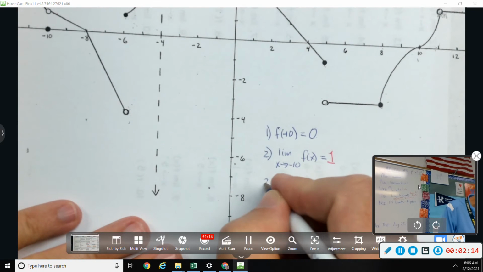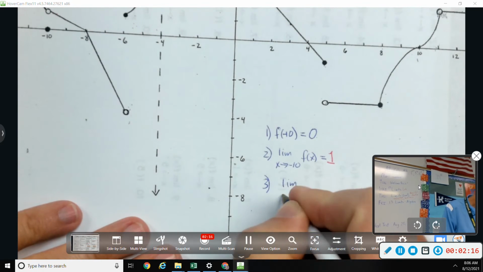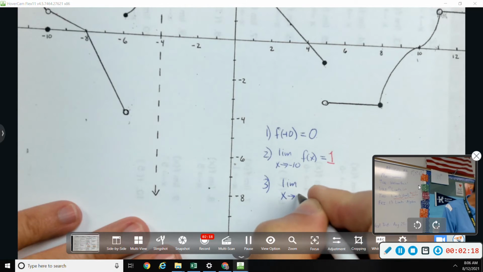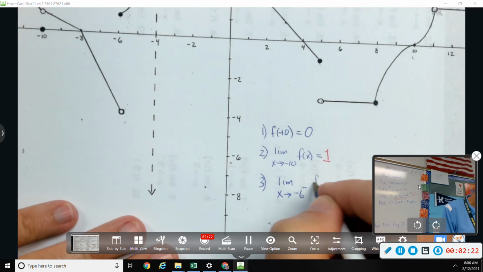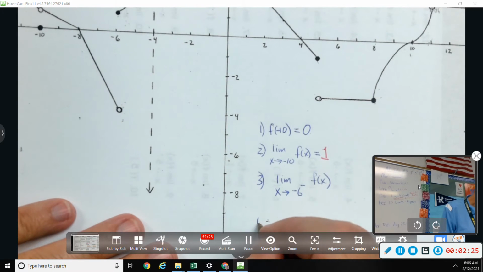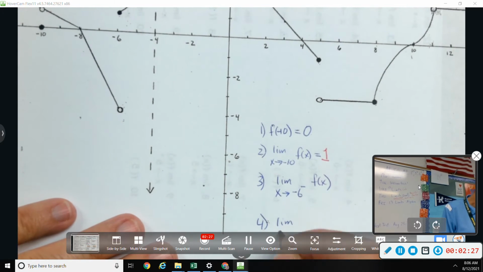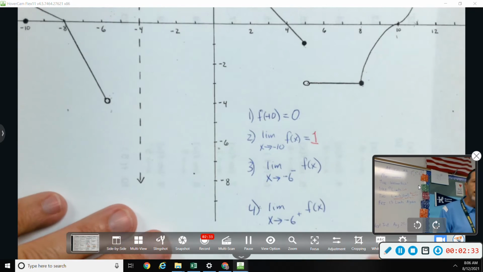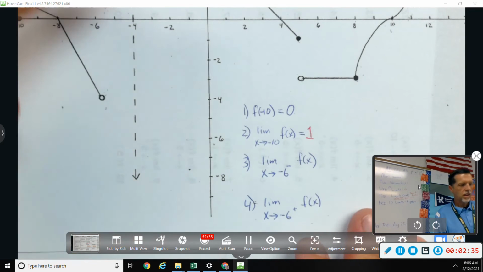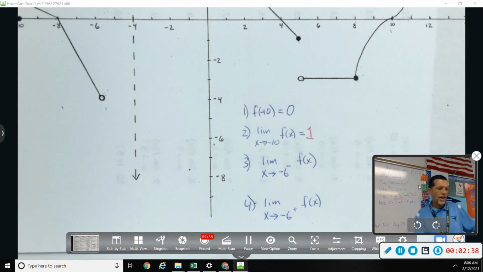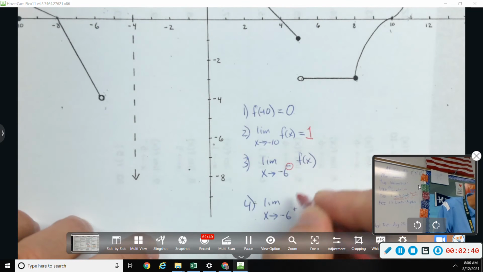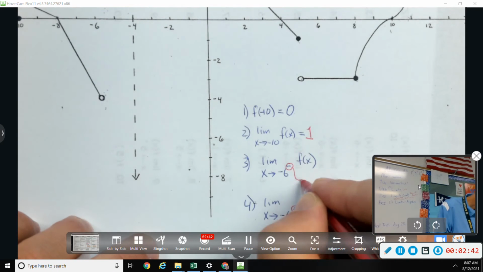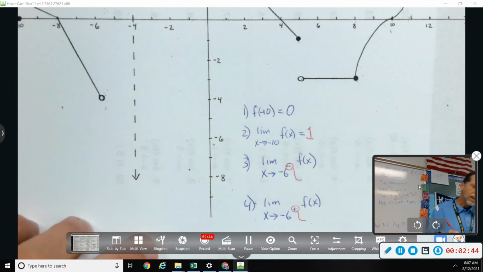All right, number 3 has a new symbol in it. The limit as x approaches negative 6 with the little minus sign. Especially compared to number 4, limit as x approaches negative 6 with the little plus sign. Any guesses on what that little minus sign and plus sign mean? Well, it's a negative 6 and then there's like an above and below.